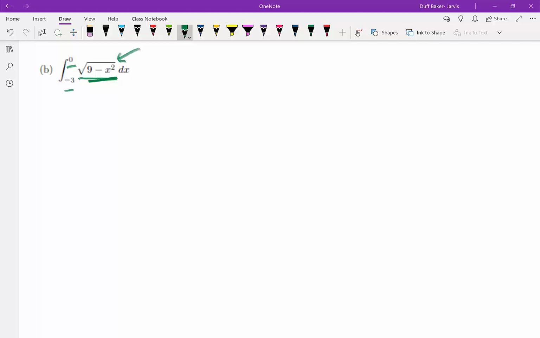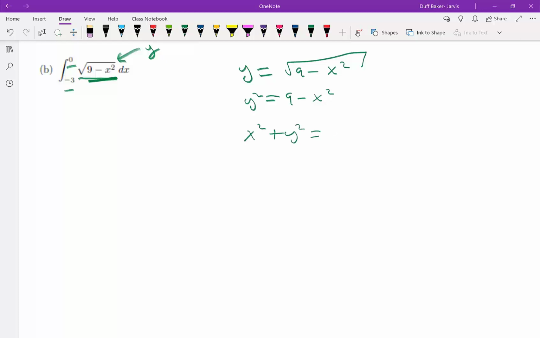So you might think, I have no idea what the area under this thing looks like, but if we call that the function y, and I square both sides, and then I just rearrange things, and I'll write 9 as 3 squared. So this is the shape of a circle, right? Circle of radius 3.